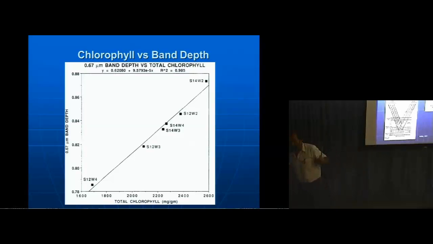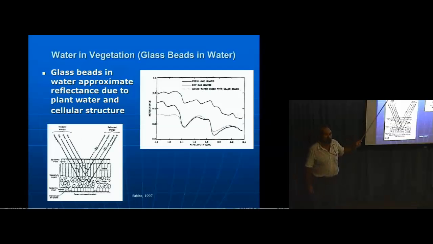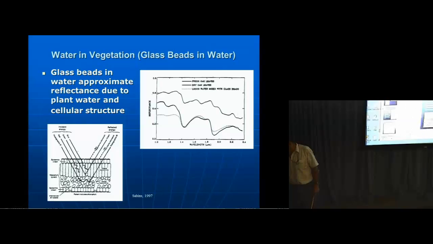The point there being that there's a strong relationship between the depth of the chlorophyll band and the reflectance signature. I'm going to stop there. We're right at the 10 minutes, and I'll talk about vegetation and water and so forth. And we'll get into the long-wave IR probably at the end. Questions?